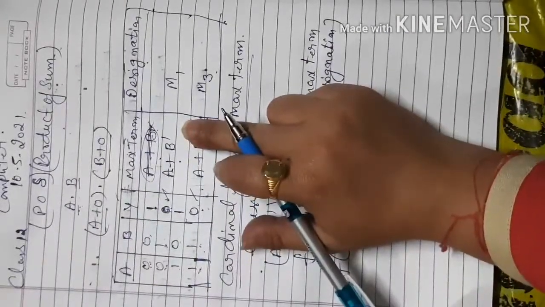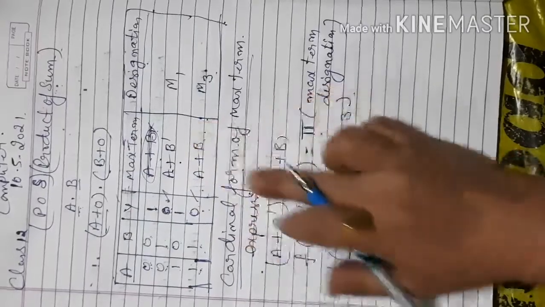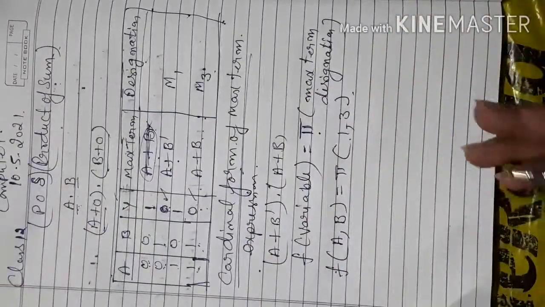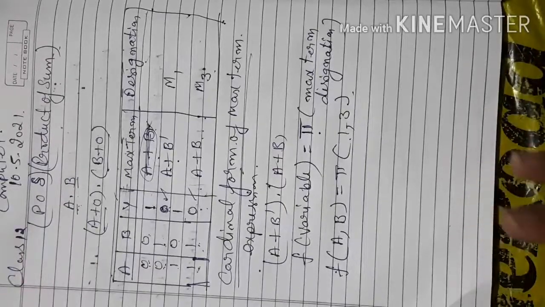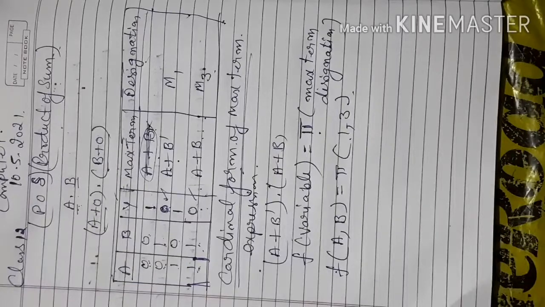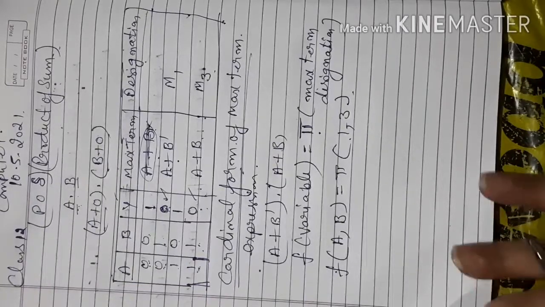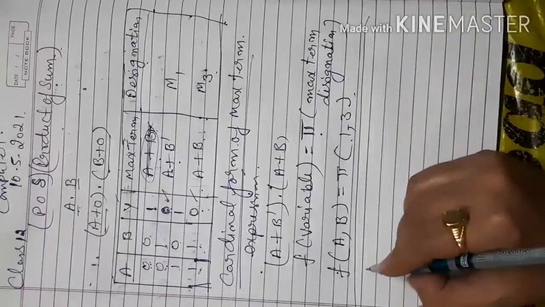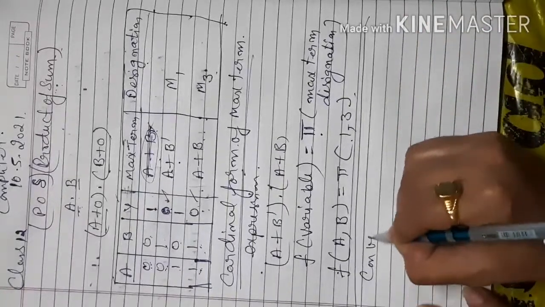Now next is how to convert the expression into canonical POS expression. Like in sum of product expression, you have to include all the inputs. Same here. In product of sum expression, you have to include all the inputs. So now how to convert any expression?